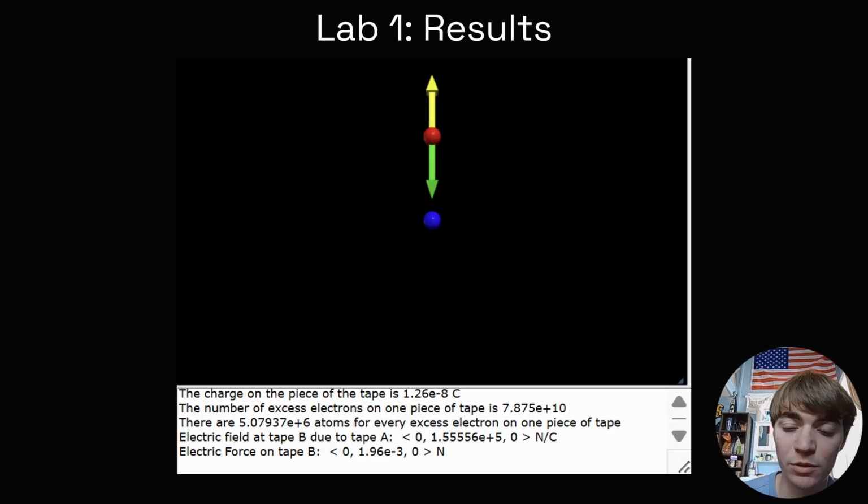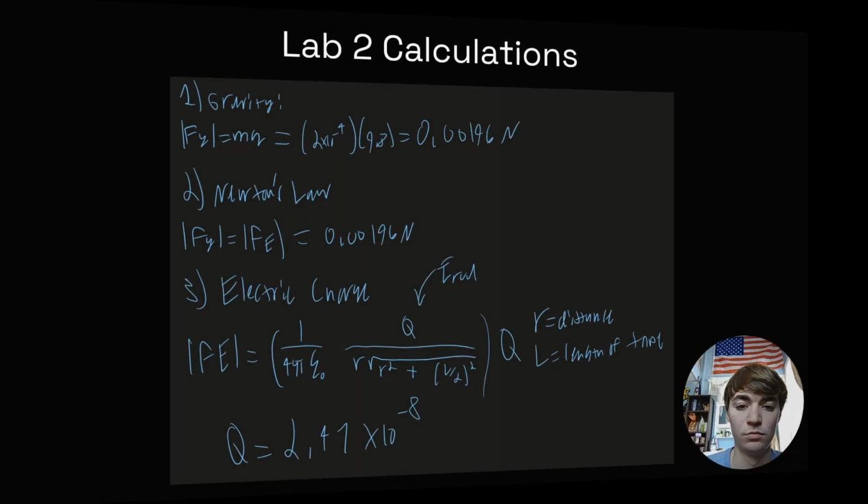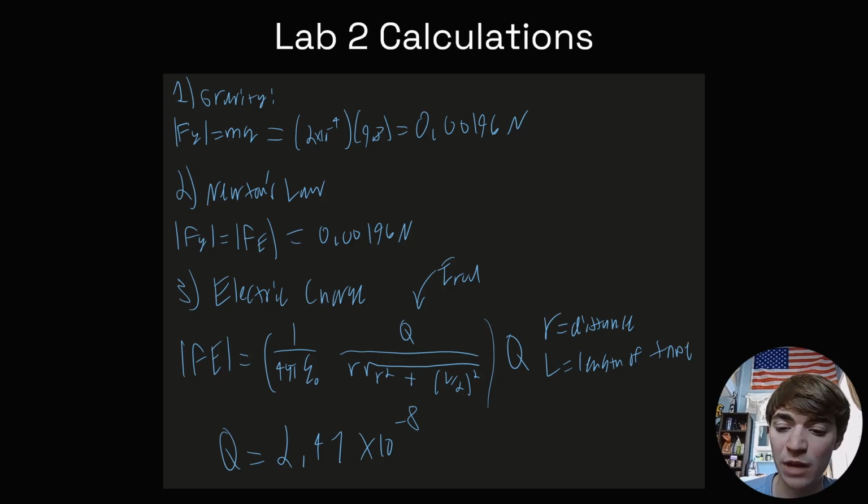And then here are the results from the computational model from Lab 1, and importantly, I want to highlight that the charge on the piece of tape is 1.26 times 10 to the negative 8 coulombs. So now we're going to do the same calculations as Lab 1, but account for the fact that we're treating the piece of tape as a distributed line of charges, or a rod of charges.